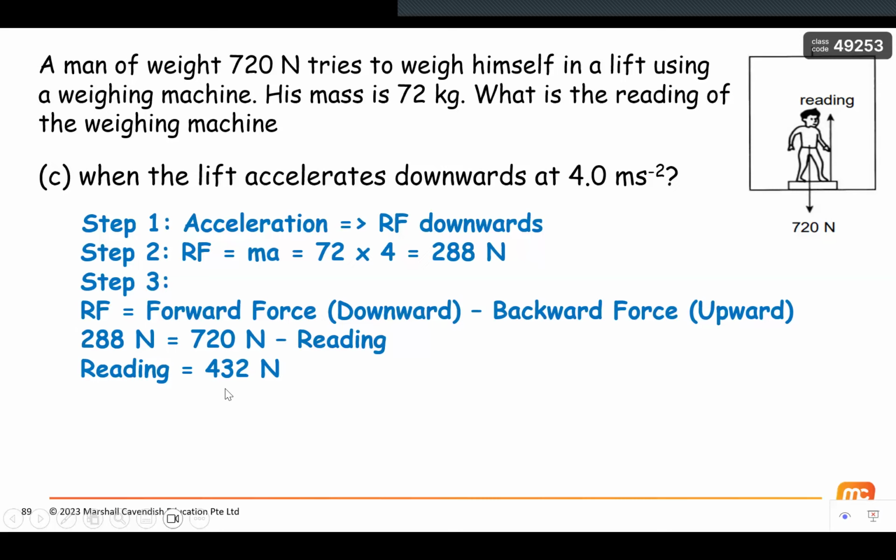Okay, so this is the first scenario where motion is given. We determine whether there's a resultant force. We calculate the resultant force using F equals ma, and then we find the individual force, be it the forward force or the backwards force, using the resultant force equals forward minus backwards force. Okay, that is the first scenario.